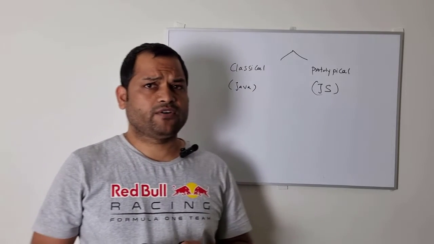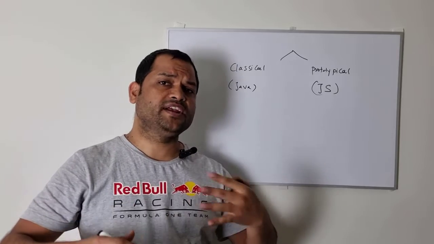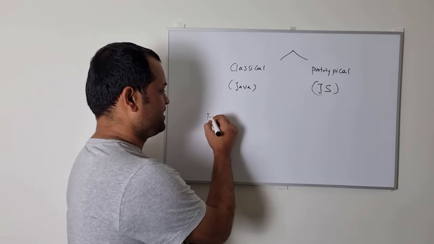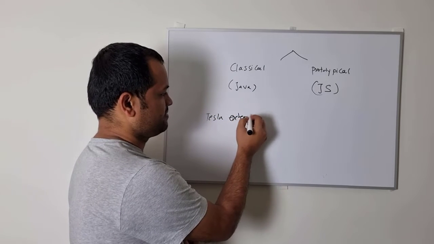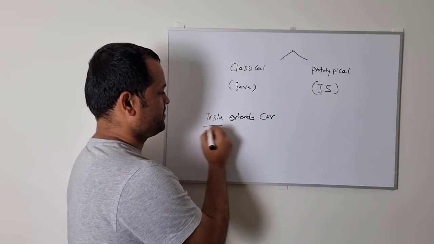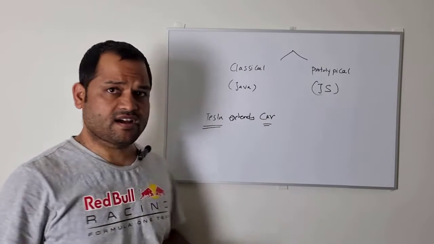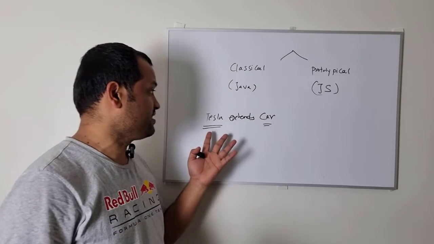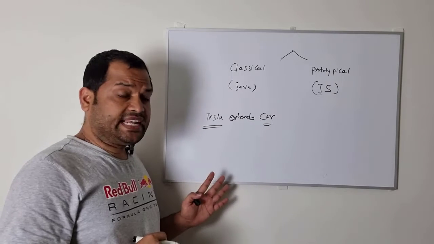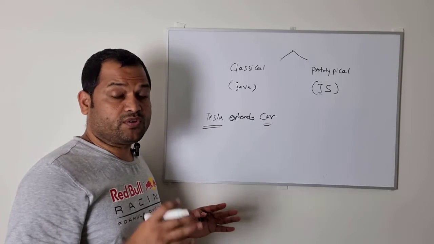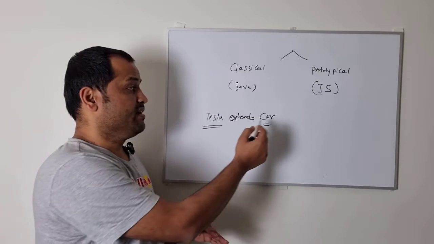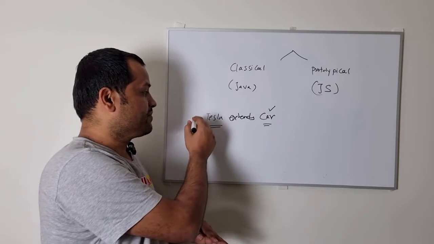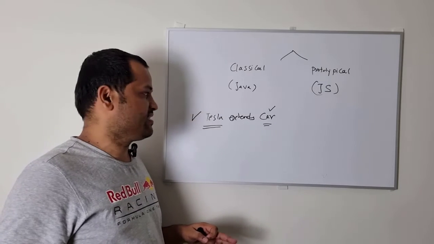So remember that in Java we have classes, and if you want to extend or inherit some properties from other classes, we just extend the classes. For example, say there is a Tesla car which extends the car class. Tesla class extends car class. Here we haven't created any object, it is just classes. Both Tesla and car are classes. So Tesla is extending the car class, and whatever properties and methods are defined in the car class will get inherited in the Tesla class.